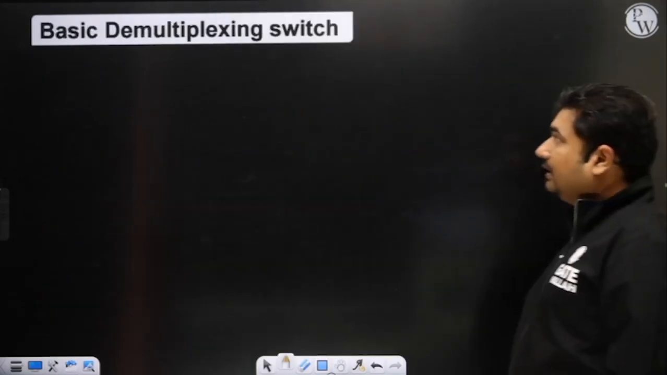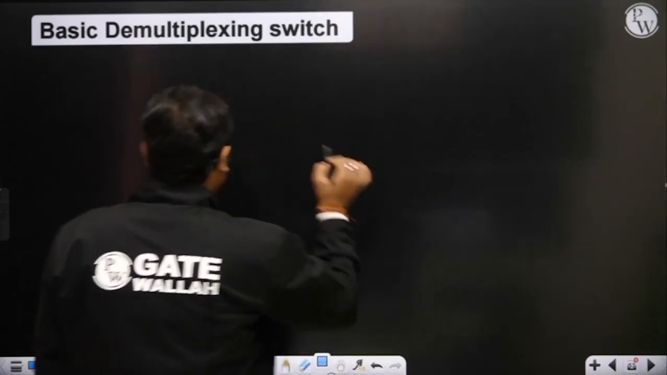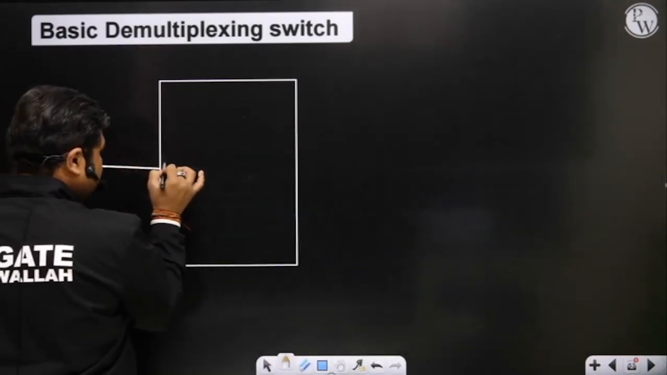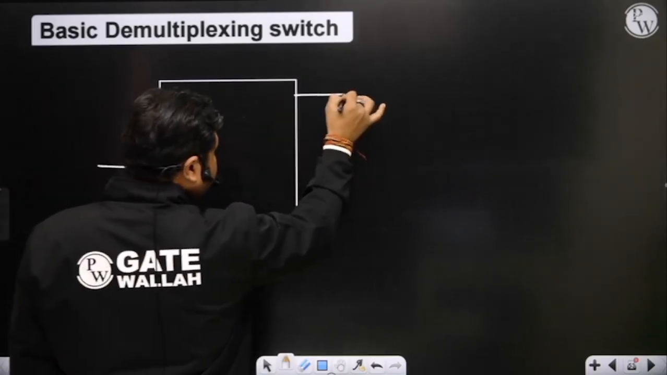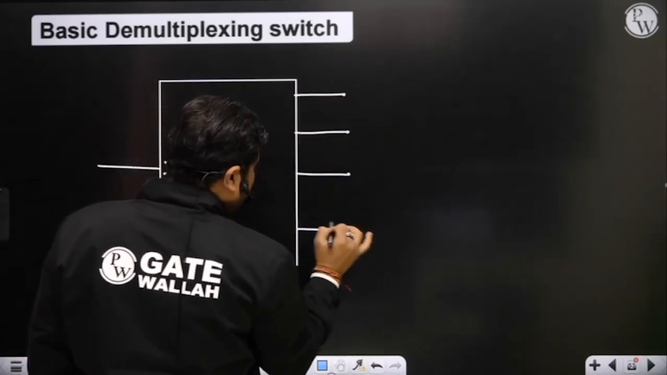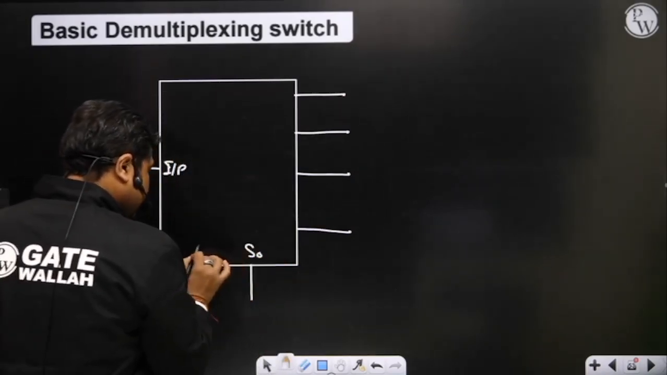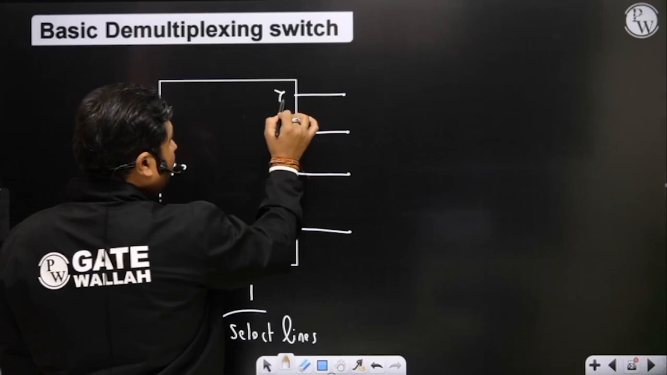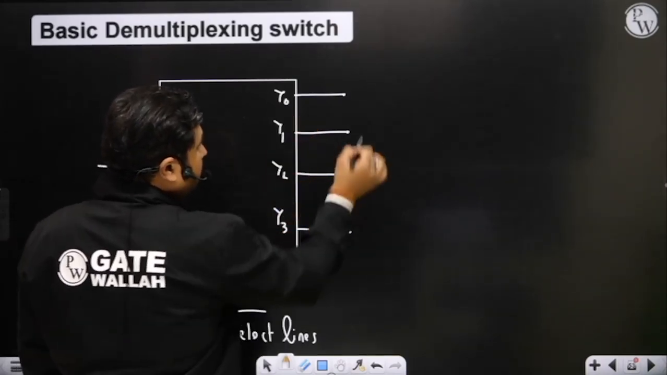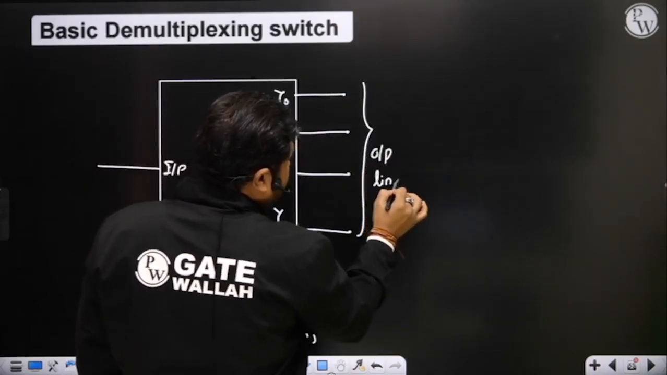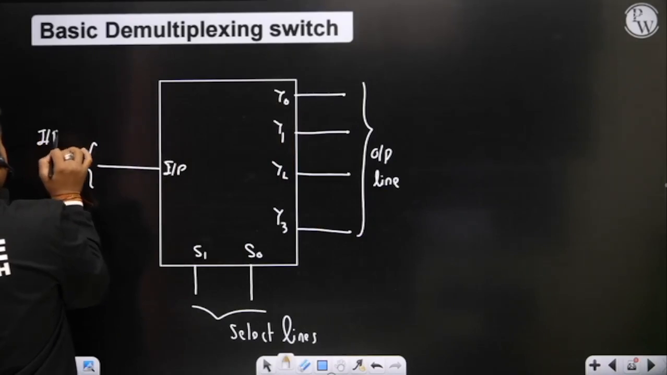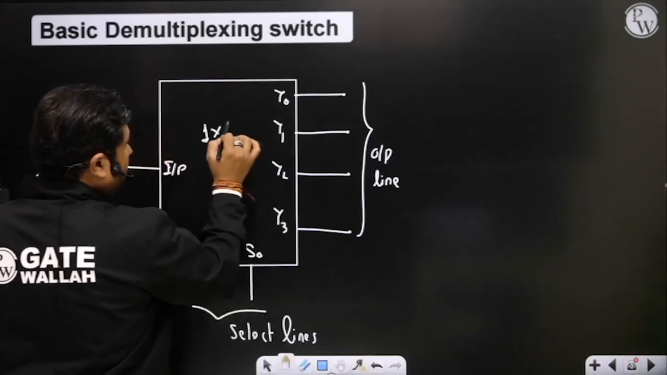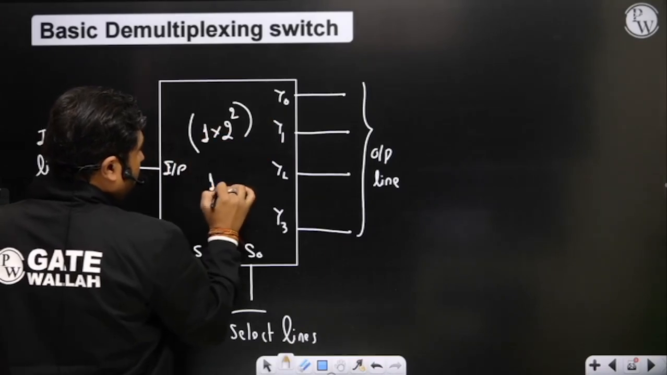Let's see. Please observe the basic circuit of the demultiplexer. How to represent a demultiplexer? The standard representation is this way. This is your input. There is only one input line and 2 to the power n output lines, where n is the number of select lines. So S0, S1 represent the select lines, and Y0, Y1, Y2, Y3 are called the output lines. And this is what we call the input line. So we have the size of the demultiplexer as 1 cross 2 to the power 2, which is 1 cross 4.